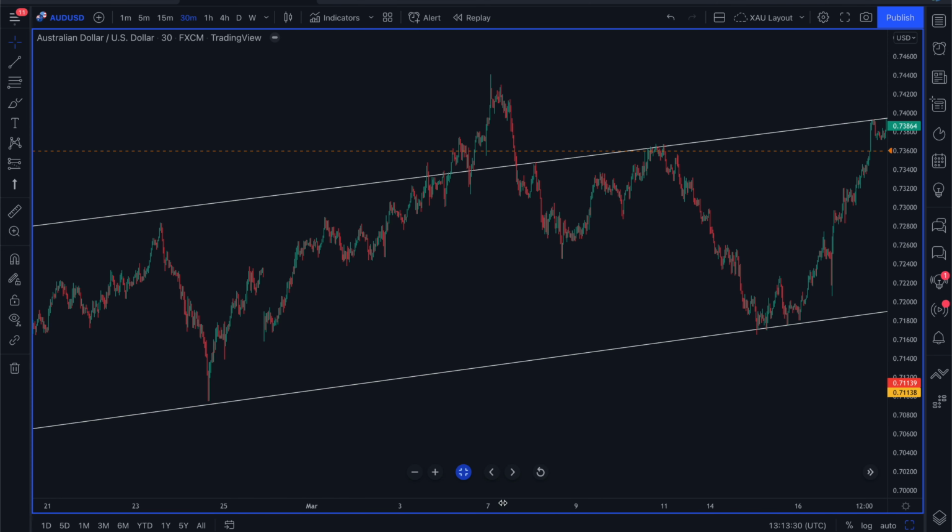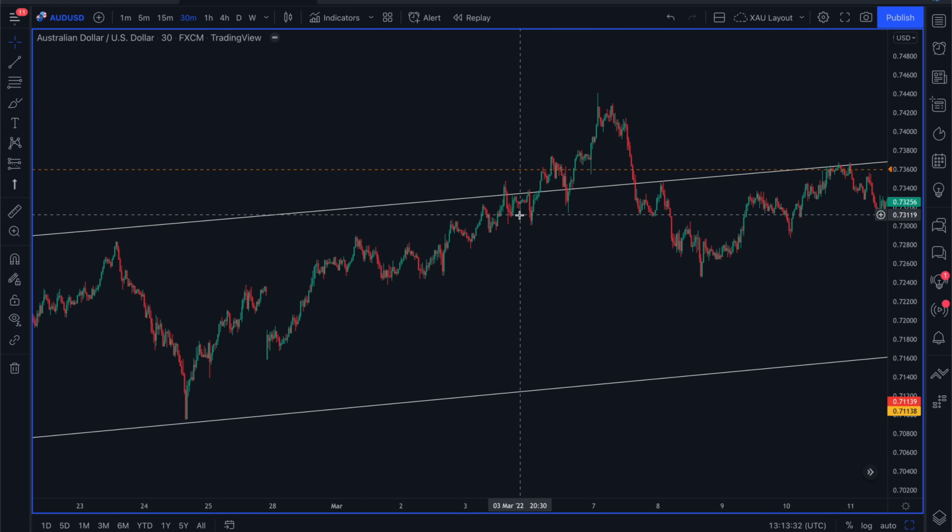We waited for that confirmation of a break and retest. As we can see, we've had the break, perfect. We would have waited, price has come back down. But what price has actually done is broken back through to break again. So it's not actually a break and retest as it's come back down into this area.